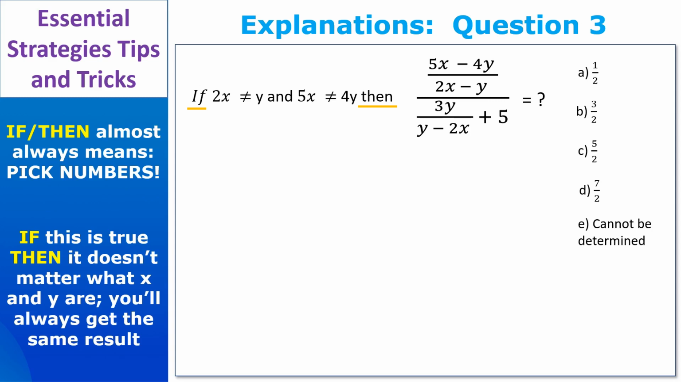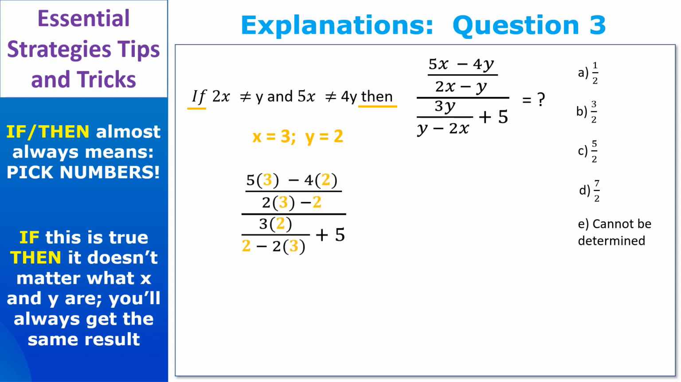So long as you follow the constraints, in this case we're told 2x can't equal y and 5x can't equal 4y, then it doesn't matter what numbers you pick for x and y. It's always going to give you the same result. So pick easy numbers, plug them in, and see what you get. I happen to pick 3 for x and 2 for y. So let's plug them in and do some arithmetic.